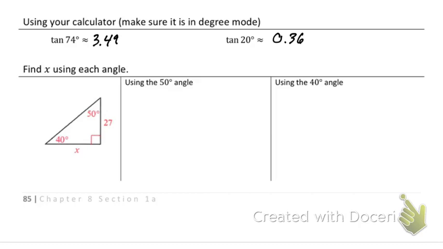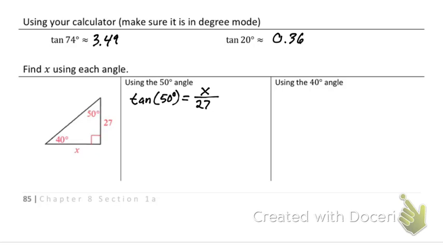Our next thing says find x using each angle. So we're going to start with the 50 degree angle. What we're going to do is write tangent of 50 degrees. Tangent of 50 degrees is going to equal opposite over adjacent. My opposite is x. My adjacent is 27.